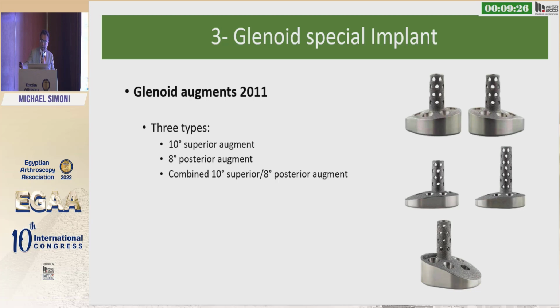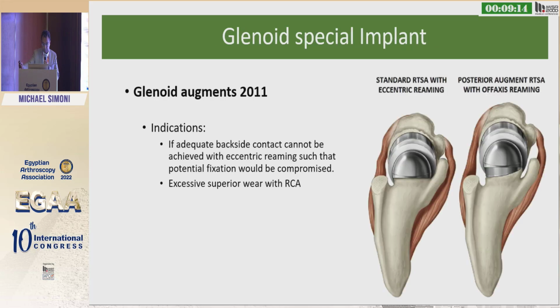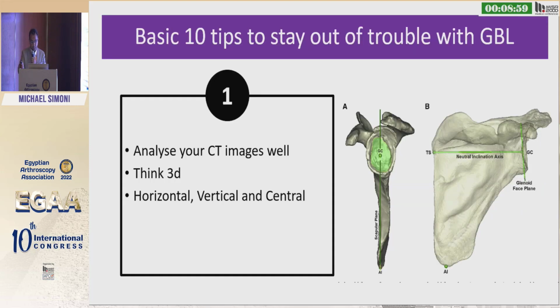Then coming finally to the third part of reconstructing the glenoid, the glenoid augments. You have three types: either a superior augment, a posterior augment, or combined superior and posterior augments. The indications are if adequate backside contact cannot be achieved with eccentric reaming, such that the potential fixation would be compromised, and in some cases of excessive superior wear with cuff arthropathy.